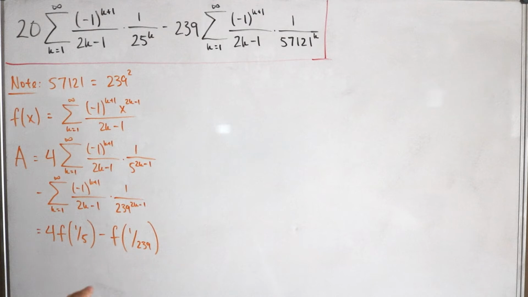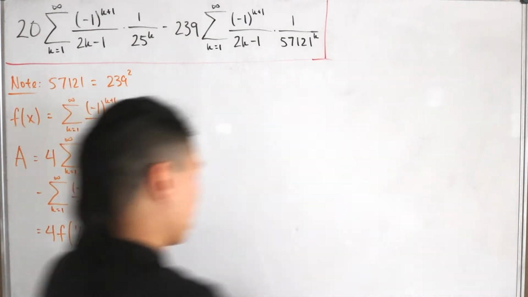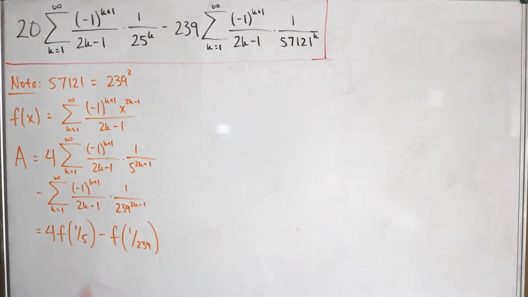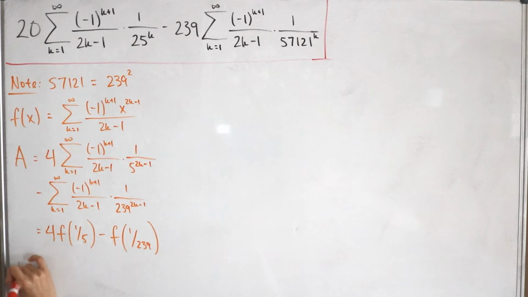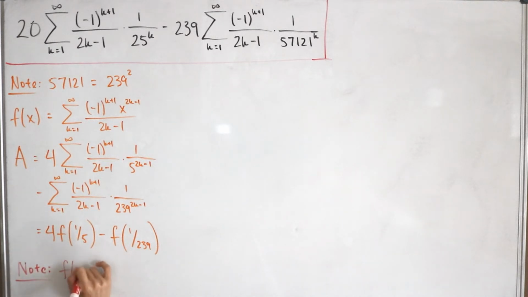First thing to note is that we can plug x equal to 0 into f of x, and what do we get? We actually get 0. Let's make that important note, because it will be very helpful in the next step specifically: f of 0 is going to equal 0.